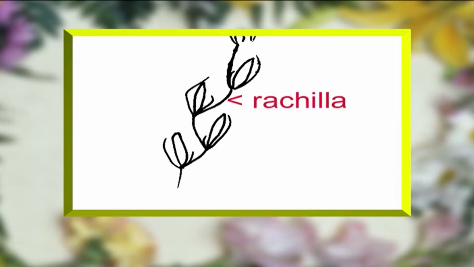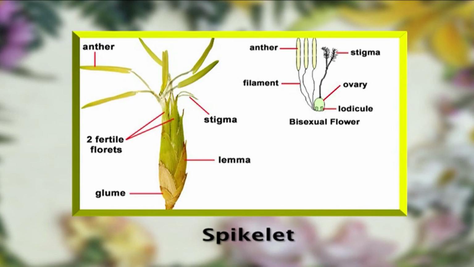Another type of elongated racemose inflorescence is the spikelet. This is a very small spike bearing one or a few flowers or florets. The axis of the spikelet is known as rachilla. Each spikelet is enclosed at its base by two minute sterile bracts called empty glumes.